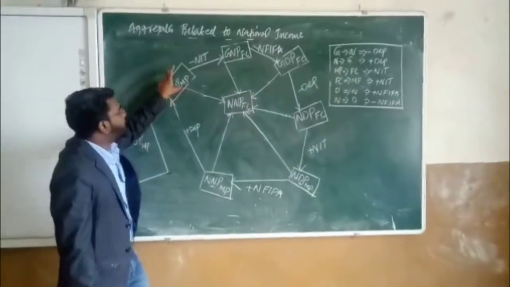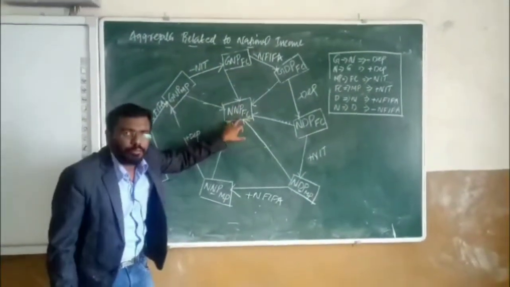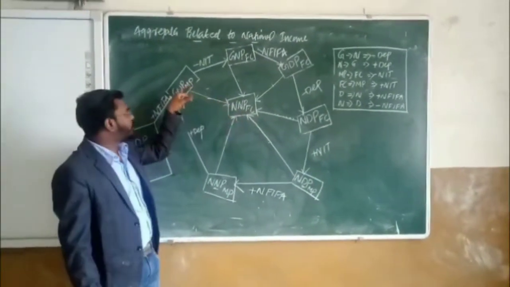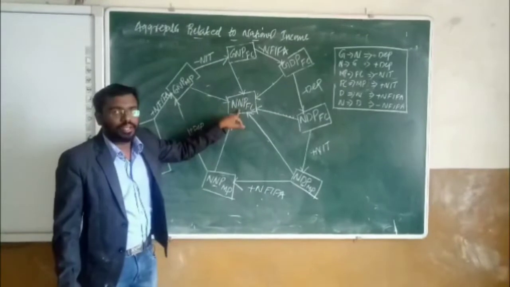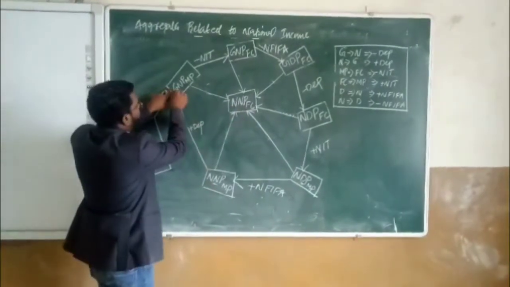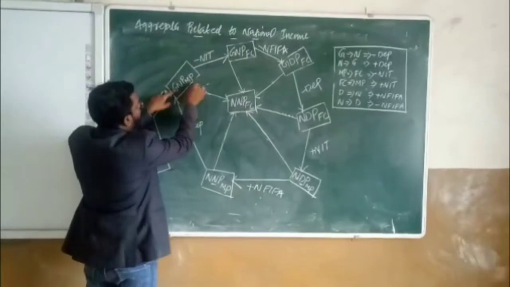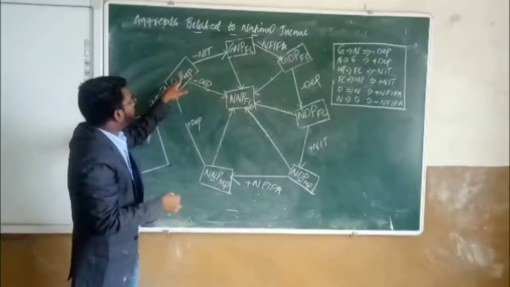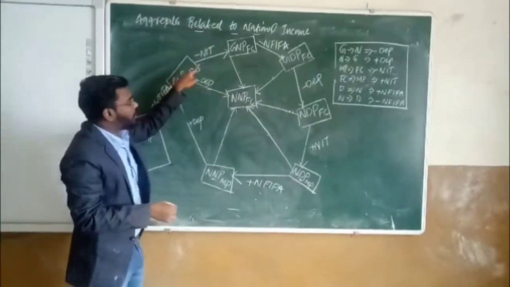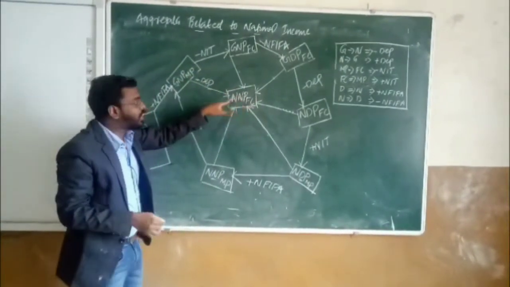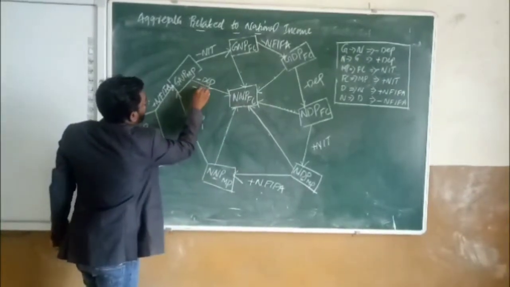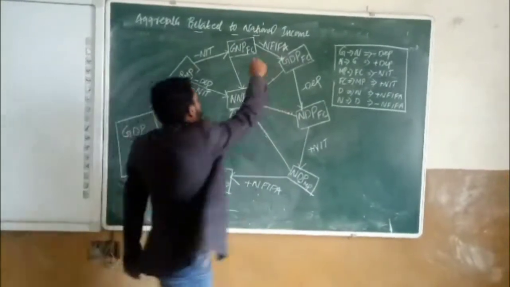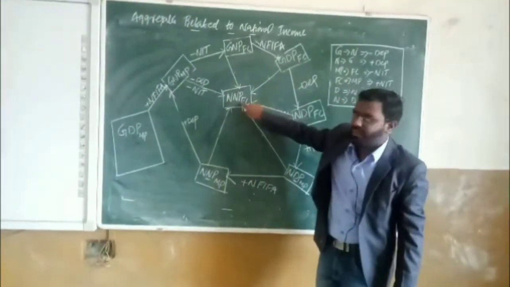Next one, from each and every concept we can calculate NNP-FC. The first one, GNP-MP. How can we convert this GNP-MP into NNP-FC? First we convert G into N by subtracting depreciation. N and N are common, P and P are common. Now MP into FC. How can we convert MP into FC? By subtracting NIT.